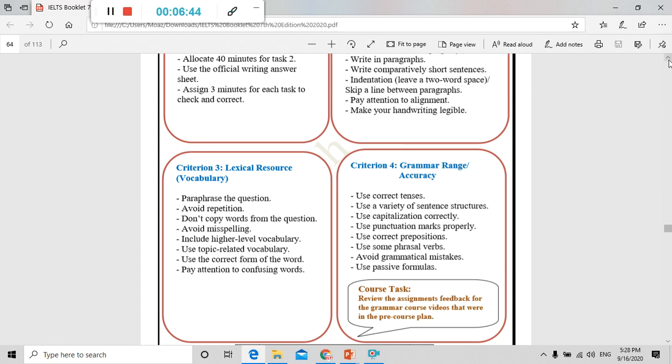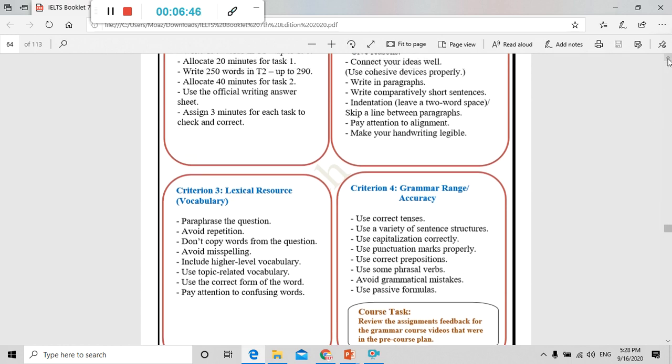By this, we come to the end of the fourth criterion of IELTS writing. It has four criteria. We need to focus on them and remember them while we writing.